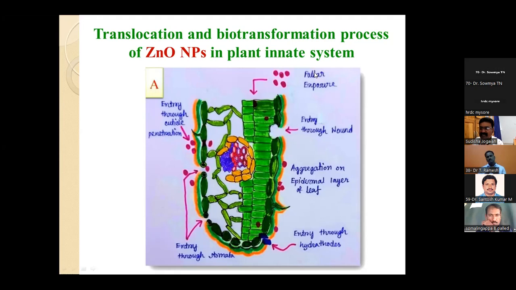It is an induced systemic resistance aspect, where the plant gets a boost against pathogen attack. So this is what the concept says. It can enter through the stomata, through the cuticle, through foliar exposure, or through any wound or epidermal layer of the leaf. These are the major translocation systems observed for zinc oxide nanoparticles in the plant innate system.